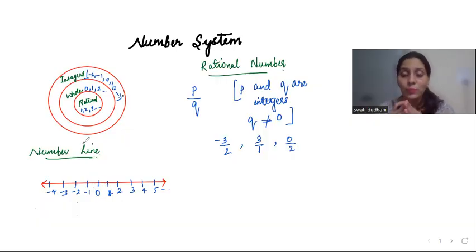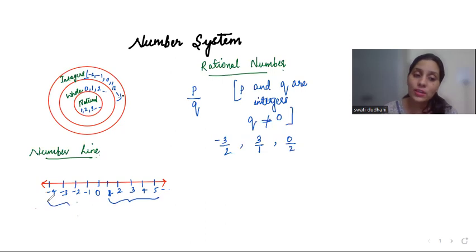So how do we represent on number line? The middle number is 0. Towards the right, we have all the positive numbers, and towards the left of 0, we have all the negative numbers. So we can also represent all these numbers on the number line, even the decimal numbers.